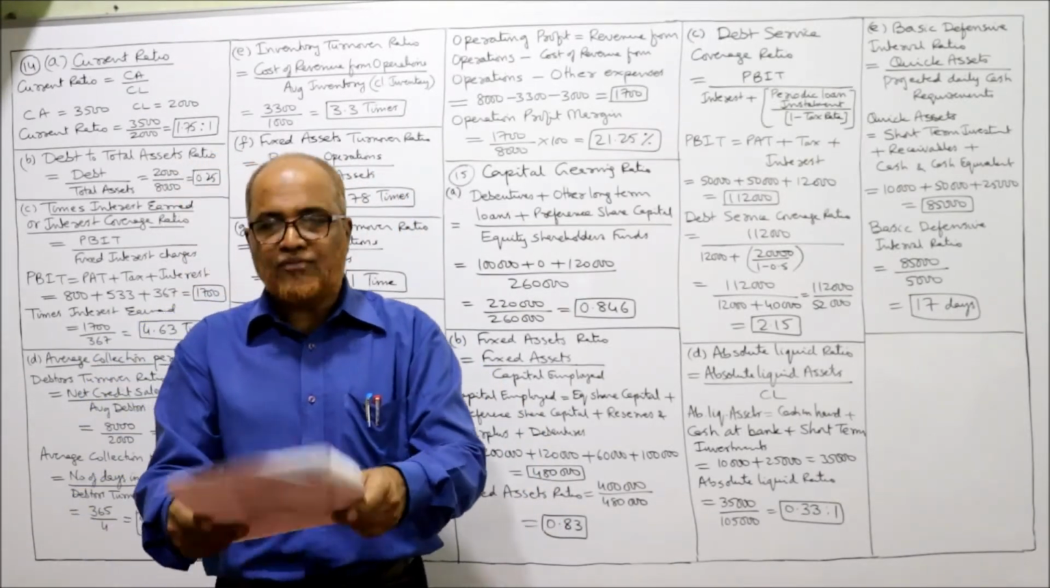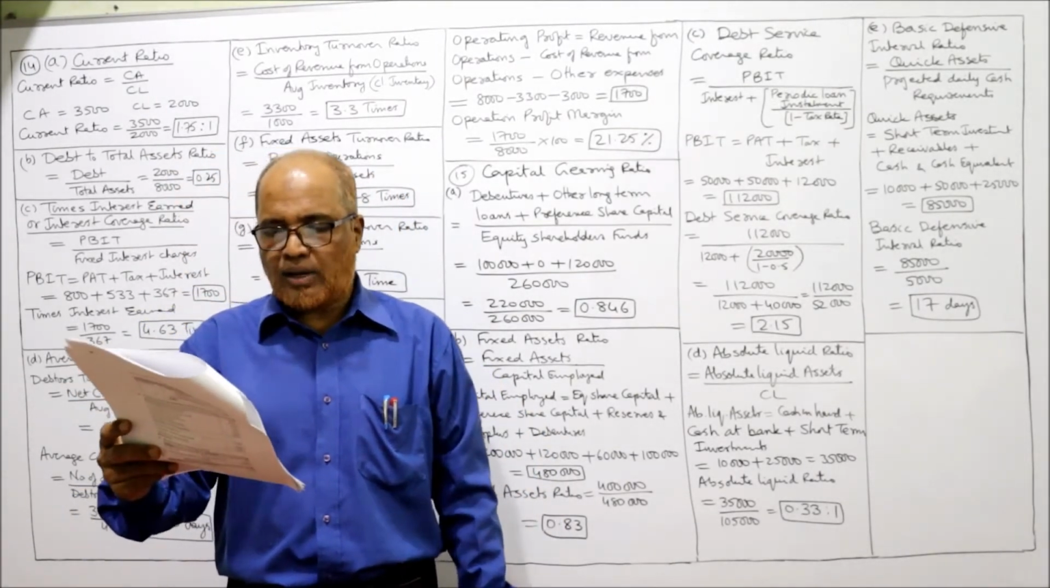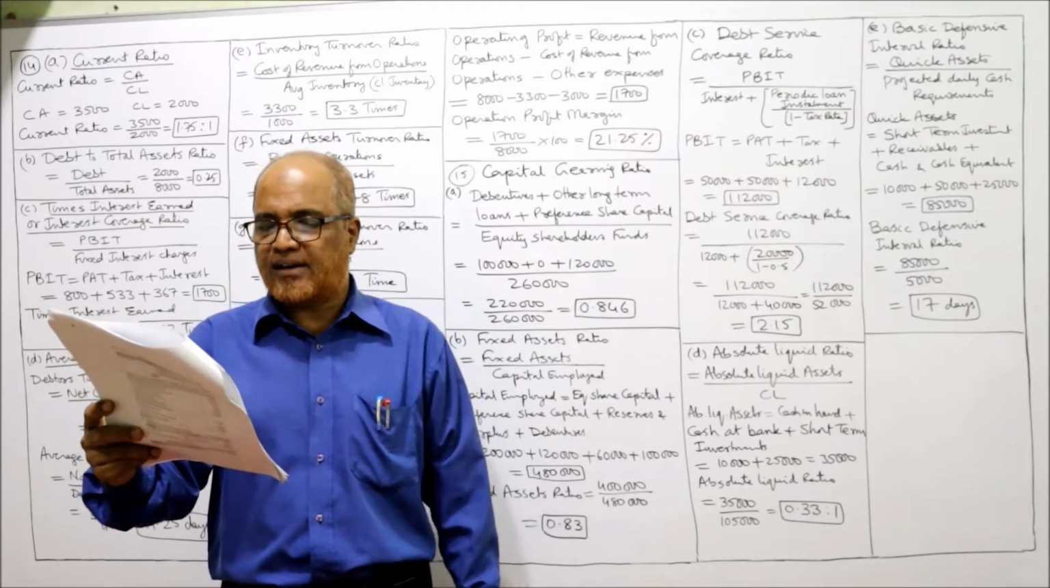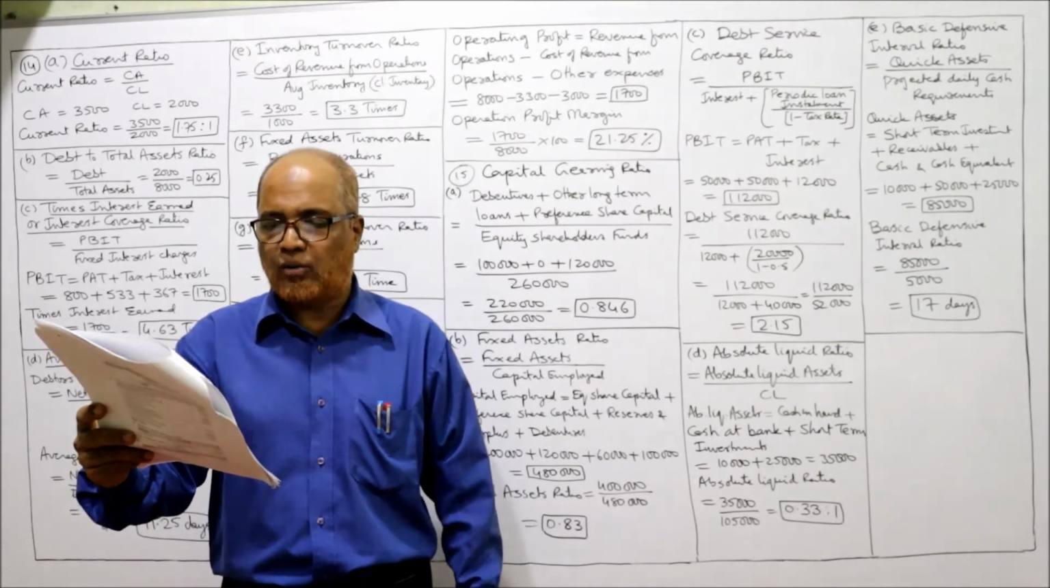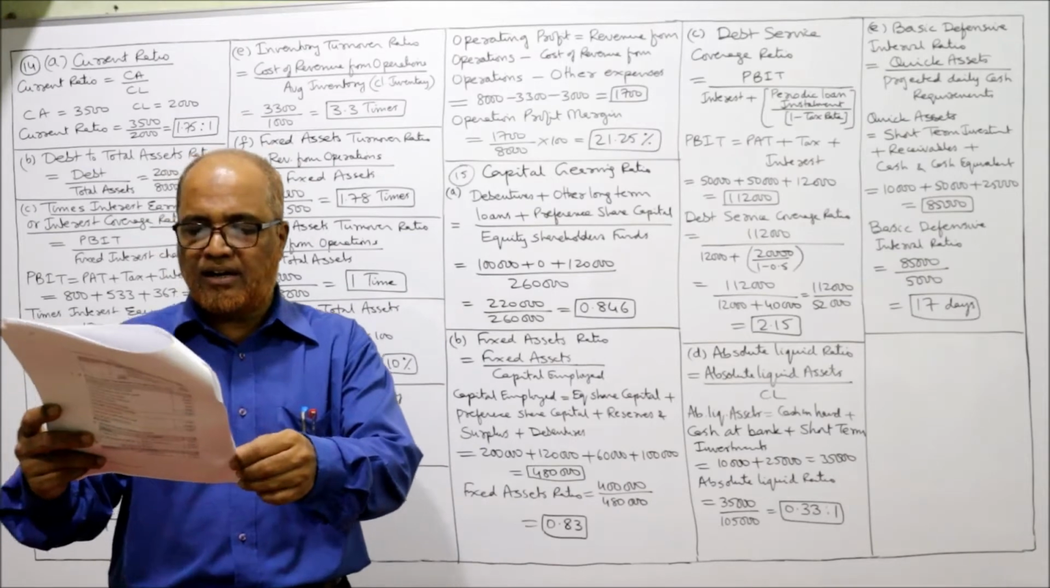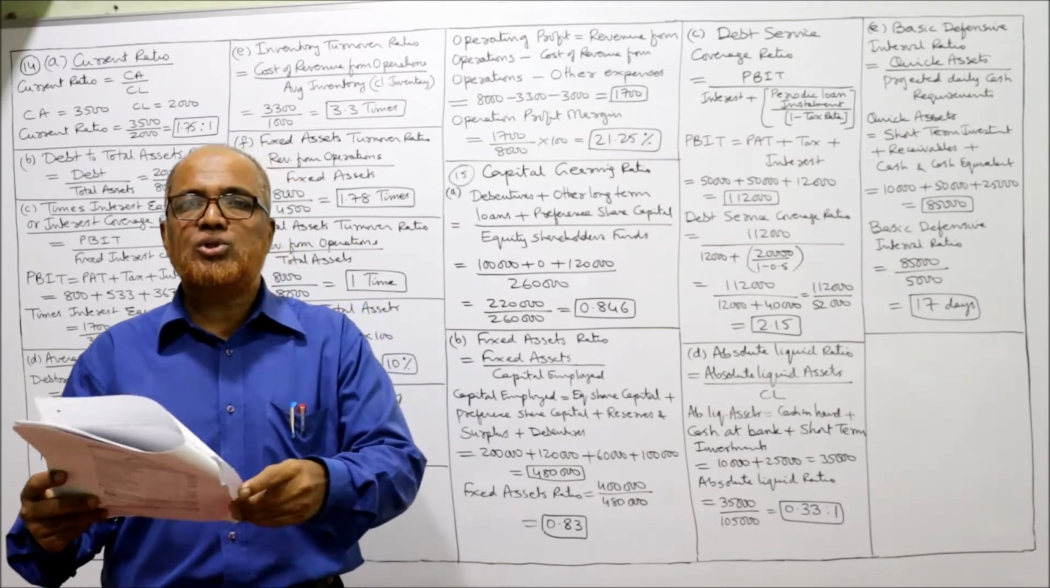From the following balance sheet of Sunil Limited, you are required to calculate capital gearing ratio, fixed asset ratio, debt service coverage ratio, absolute liquid ratio, and basic defensive interval ratio. The 5 ratios we have to calculate.